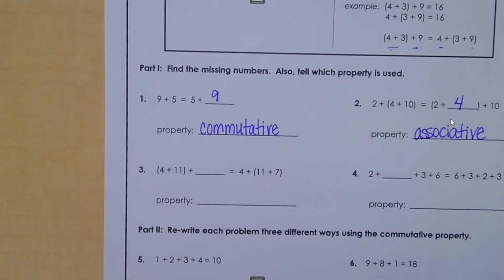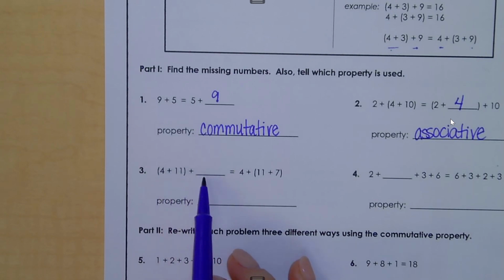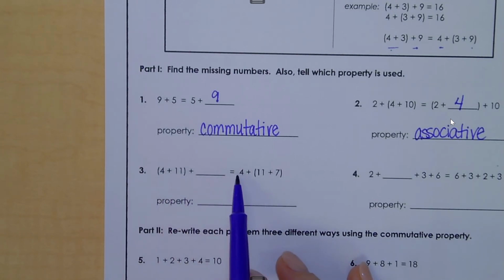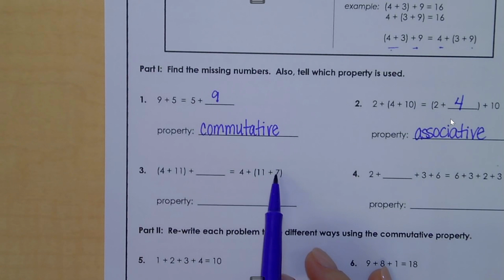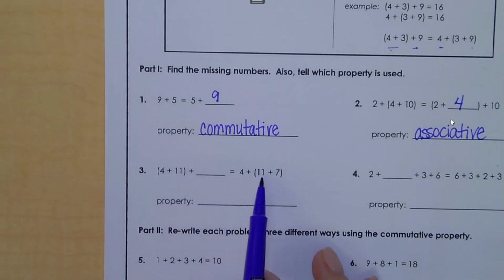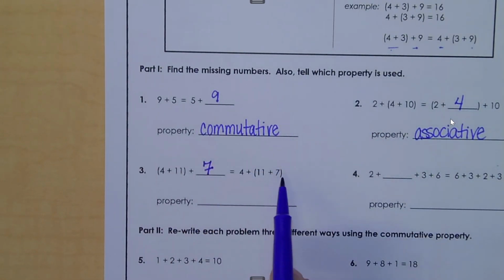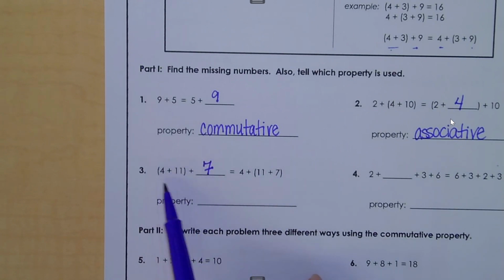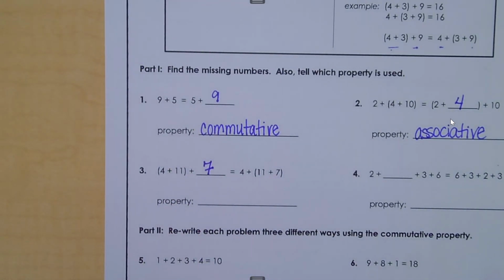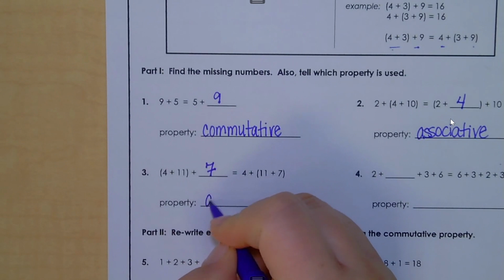Okay, look at number 3. 4 plus 11 plus blank equals 11 plus 7 plus 4. So I've got my 4 here, got my 11 here, I'm missing my 7. So these were grouped differently. Here 11 plus 7 was grouped, and here 4 plus 11 was grouped. Now we know because these were grouped, there's parentheses, that the property that was used is the associative property.